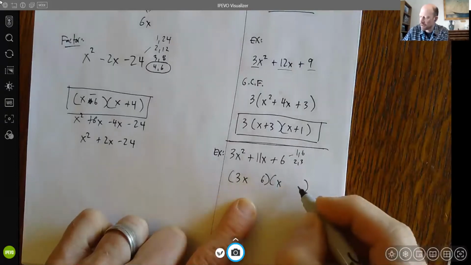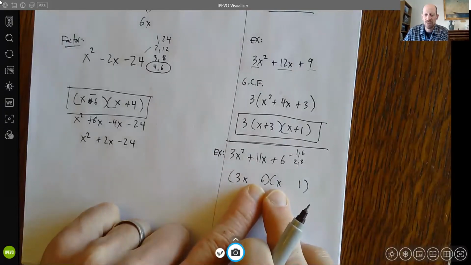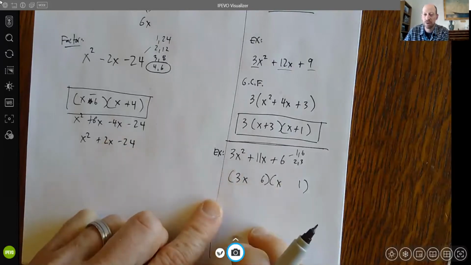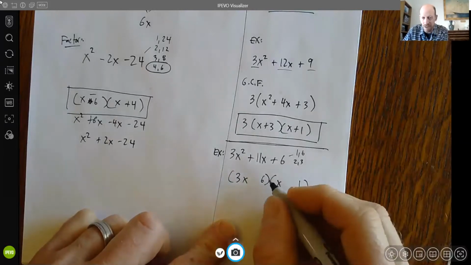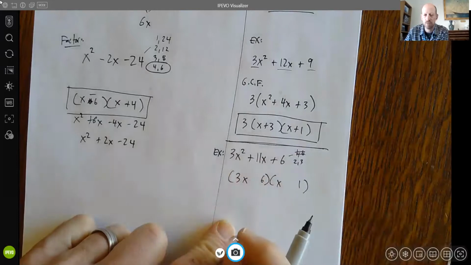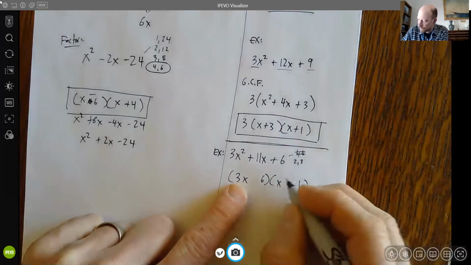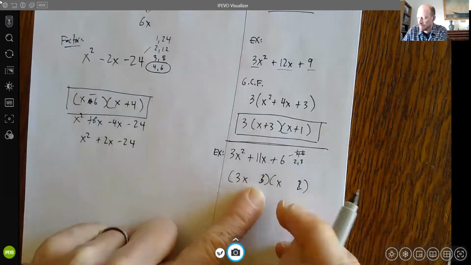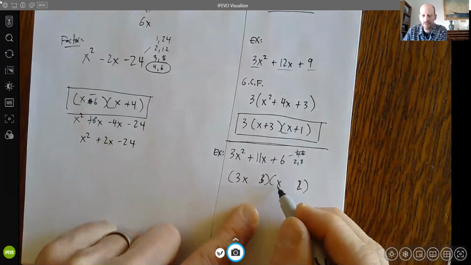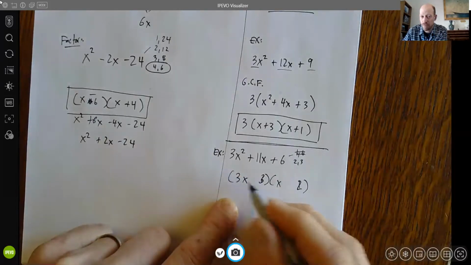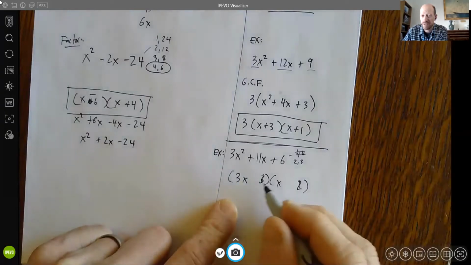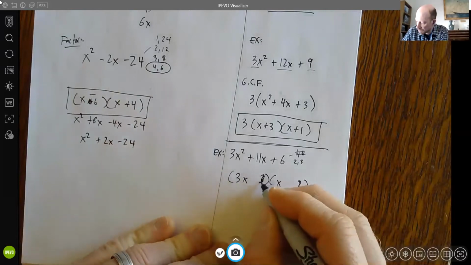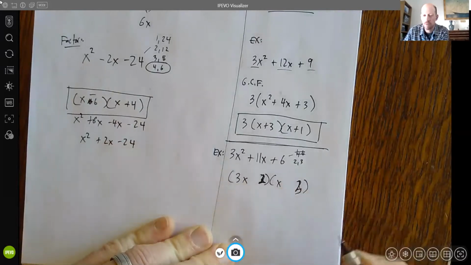So maybe a 6 here and a 1 here. That would give me 6x and 3x. It's only 9x. That's not what I wanted. So that didn't work, and that's fine. I'm not worried about that. I just know that it couldn't have been 1 and 6. I just keep working. I put a 3 here and a 2 here. 3x and 6x. Remember, I'm multiplying it by 3 over here. 3x and 6x. No, that's only 9x again. That's not what I wanted. That's fine. So put a 2 there and a 3 there.